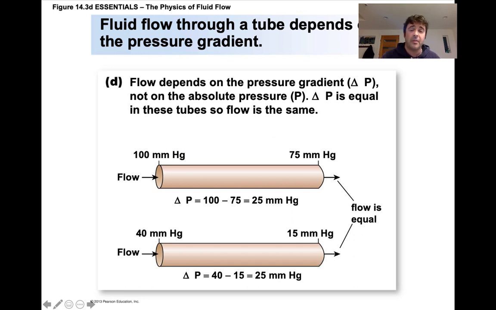So on an exam, think about me playing around with those particular numbers. Think about me taking an image like this and maybe putting the 100 over here and the 75 over here. Or what if I had 100 here and 100 here, or 25 here and 25 here? Well, what would happen if there was no delta P? If delta P was zero, it would mean there was no pressure gradient and therefore blood couldn't move. If delta P was zero, you would be dead, right?